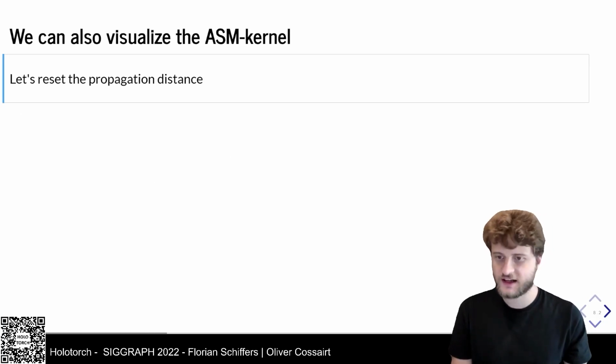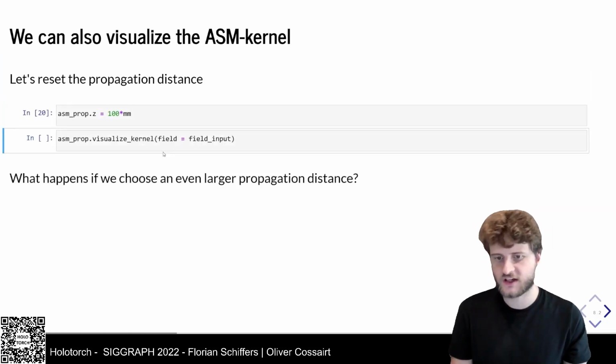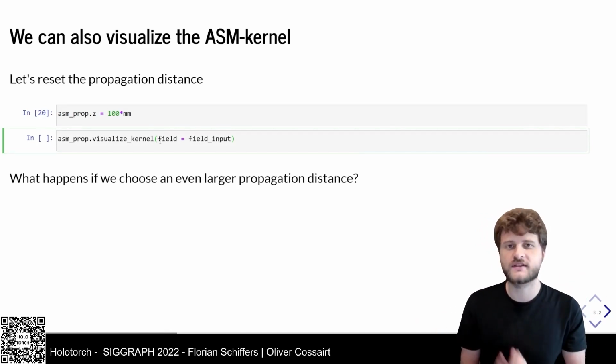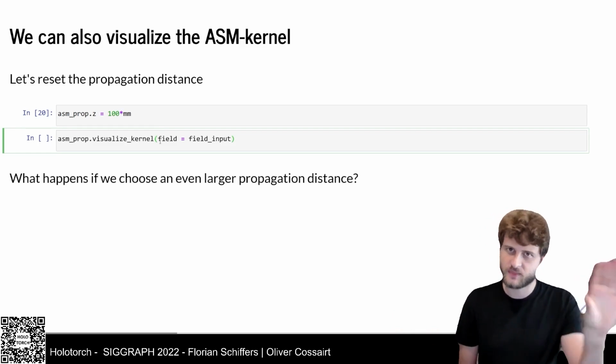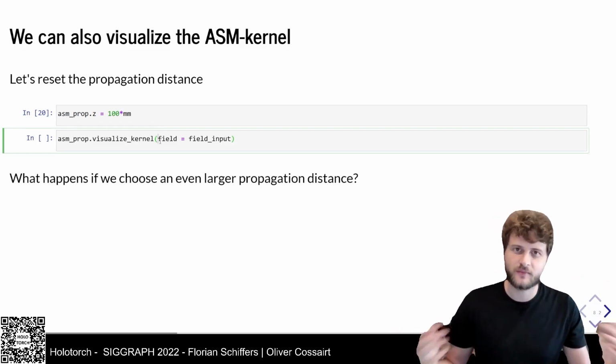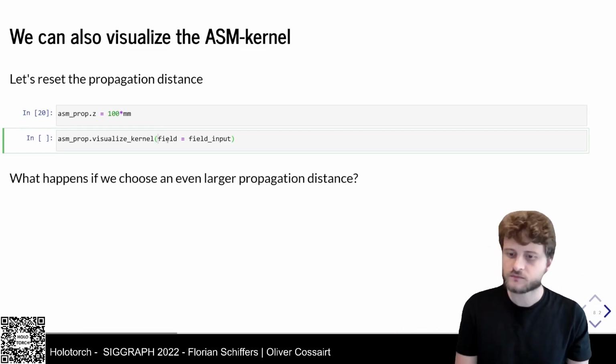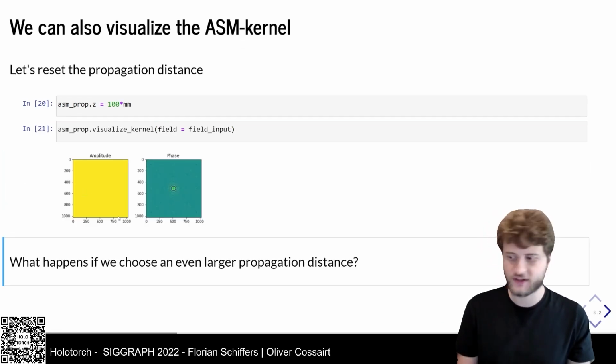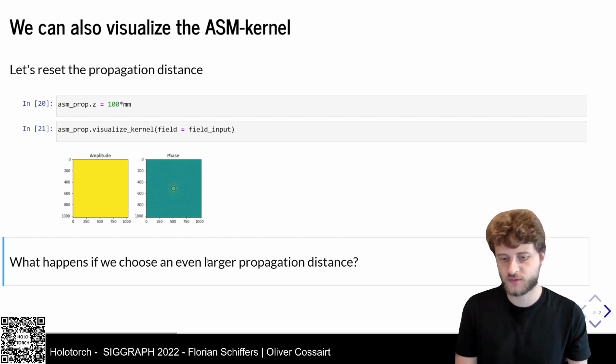You can also visualize the ASM kernel. These are methods which are implemented in the ASM propagator object. So our different objects or different optical components that we've implemented in HoloTorch all have specific member variables which make it easier to debug, to visualize, etc. If you visualize this kernel here, we're going to see it has a uniform amplitude, and you can see that the phase here is typical for an ASM propagator.